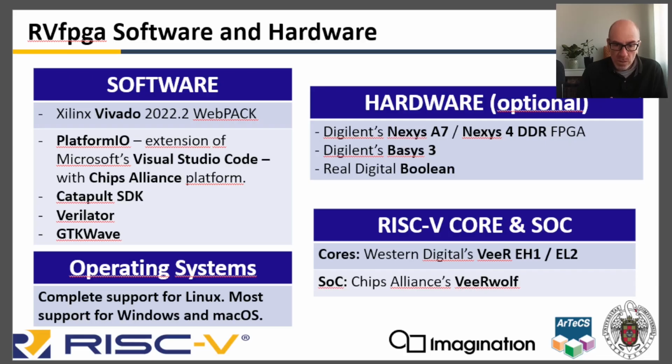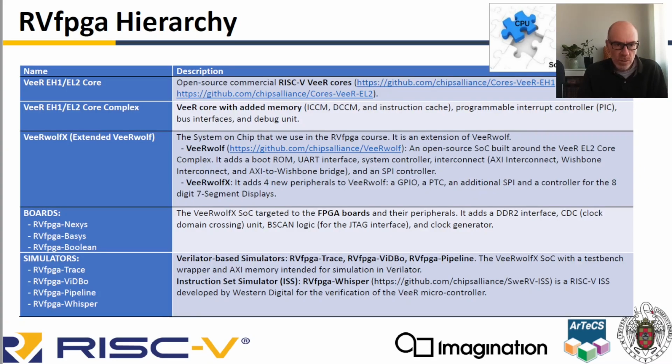And the core used is the VeeR, both EH1 and EL2 cores, and the VeeRwolf SoC, which is based around these two cores. This slide illustrates the RVfpga hierarchy: the EH1-EL2 core, the EH1-EL2 core complex, the VeeRwolf extended SoC, and the implementation on different FPGA boards, Nexys A7, Basys 3, and Boolean, and in different simulation tools, RVfpga Trace, Whisper, Pipeline, and Vidbo.